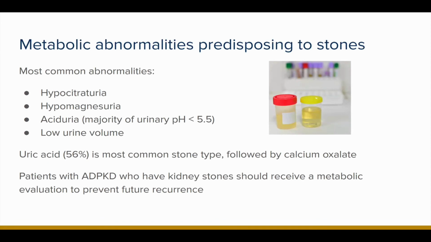The most common metabolic abnormalities in patients with polycystic kidney disease include hypocitraturia and hypomagnesuria, which are important stone inhibitors, and aciduria, with a majority of patients with polycystic kidney disease being found to have an acidic pH less than 5.5. This portrays their increased risk for uric acid stone formation compared to non-ADPKD patients. And they also tend to have a lower urine volume.